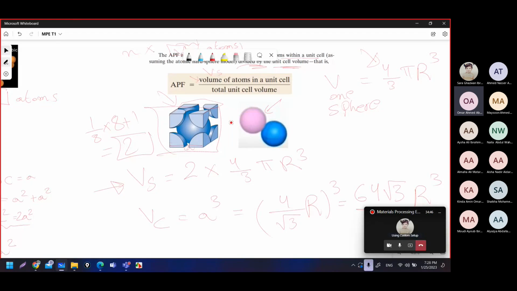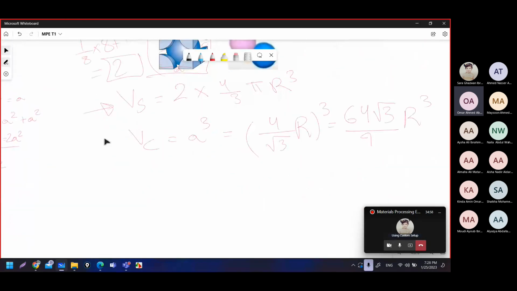The atoms are inside the cubes, but there are voids. So the atomic packing factor is the ratio of how much atom you have in a unit cell. I will divide that Vs over Vc in order to obtain the atomic packing factor. Atomic packing factor is equal to Vs over Vc.